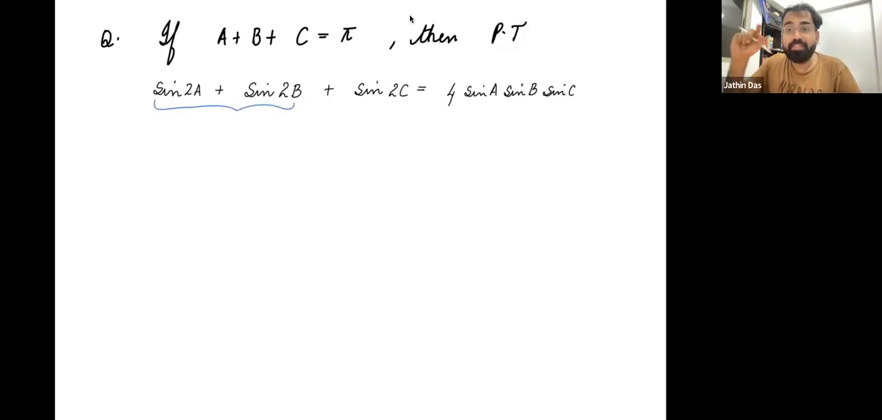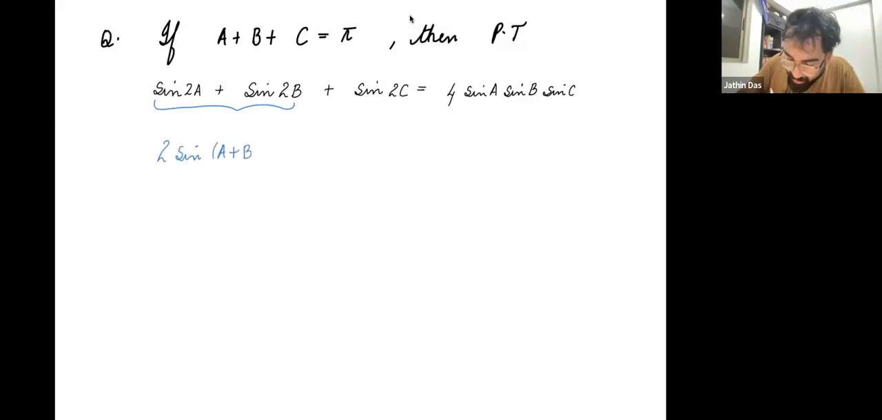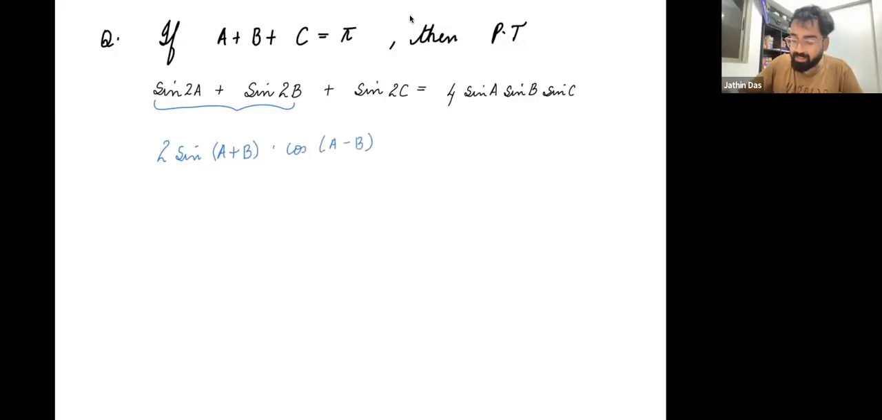So sine c plus sine d is 2 sine c plus d by 2 into cos c minus d by 2. Sine a plus b will come, correct? Into cos a minus b, difference by 2, it will be like this. This much clear?